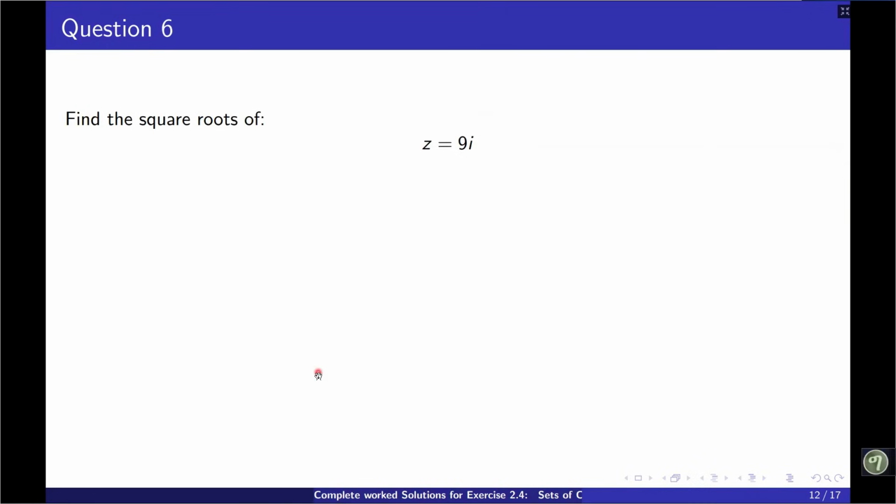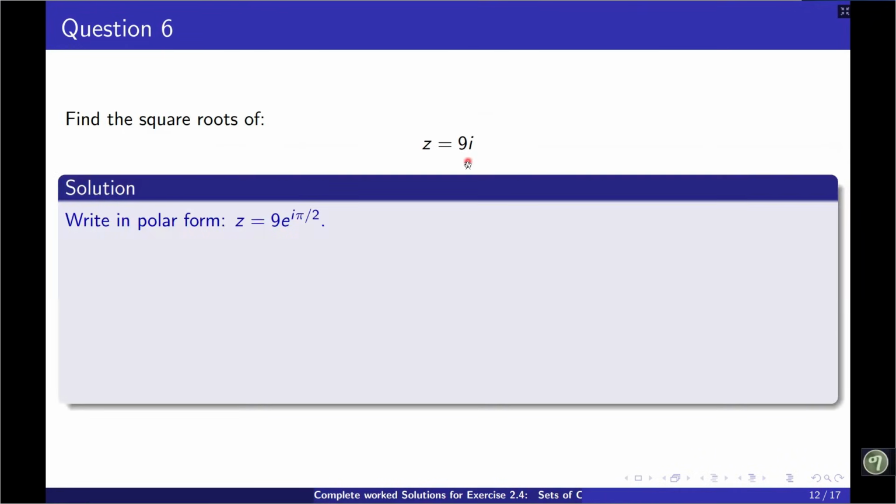And the next one is on the extraction of roots. That's question number 6. We're asked to find the square root of z is equal to 9i. The square root of z is equal to 9i. So first, in order to find the square root of this one, let us change this complex number into polar form.